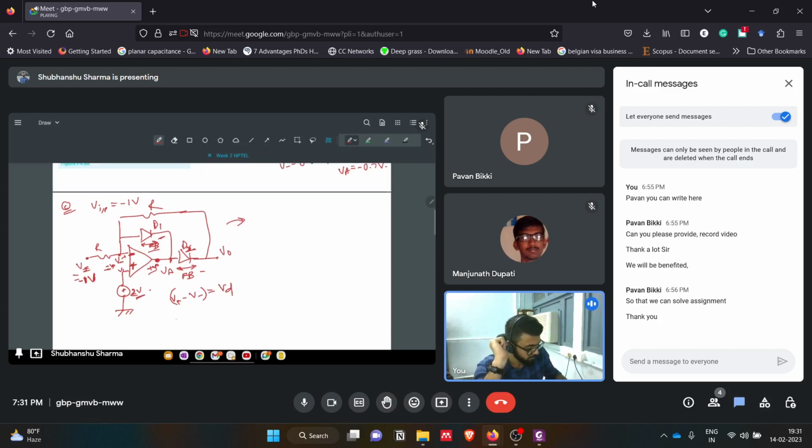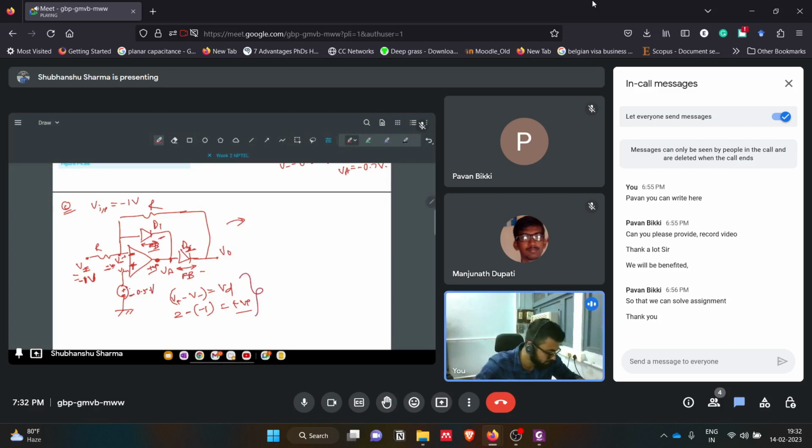So what will happen? This is 2 minus of minus 1, so it will be positive only. So the same thing will be happening: D2 will be forward bias and D1 will remain in reverse bias. But what if this was not 2 volts but, let's say, minus 0.5 volts? Then what will happen?